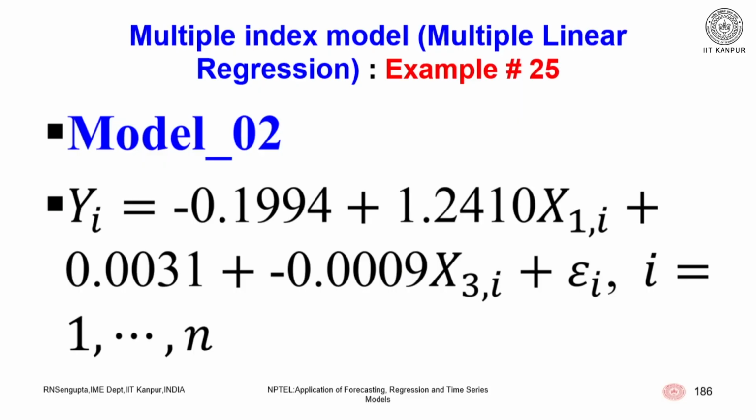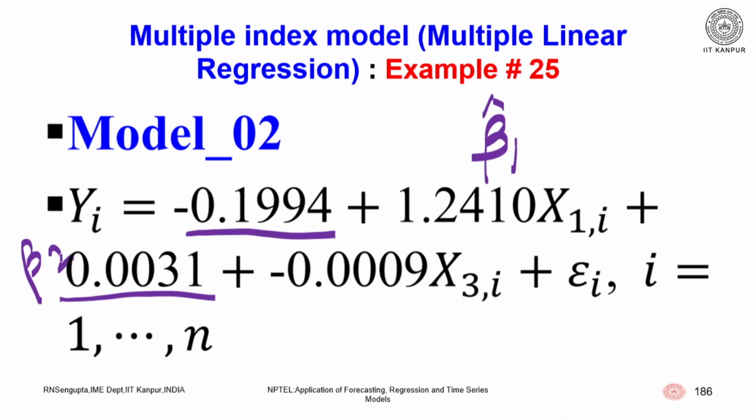So, when we put in model 2, the value which we get is beta naught given by minus 0.1994 plus 1.2410, which is beta 1 hat or beta 1. Then you have beta 2 given as plus 0.0031, which is beta 2 hat or beta 2. And finally, the last term is minus 0.0009, which is beta 3 hat or beta 3, plus epsilon, which is the error.